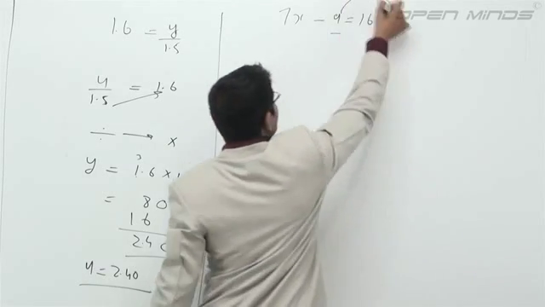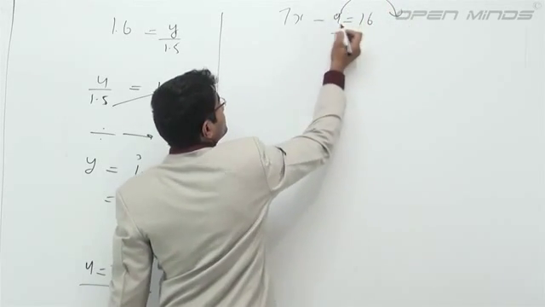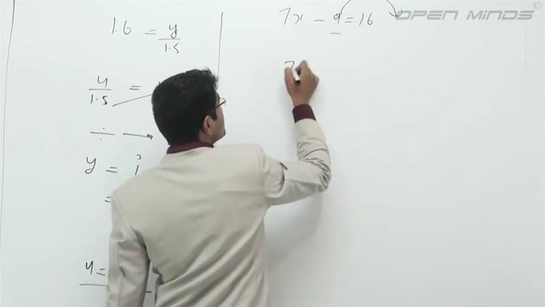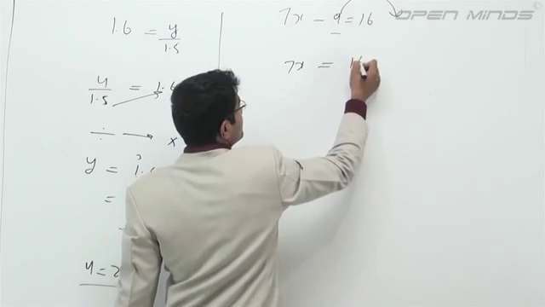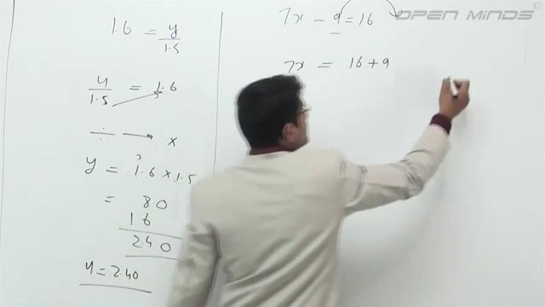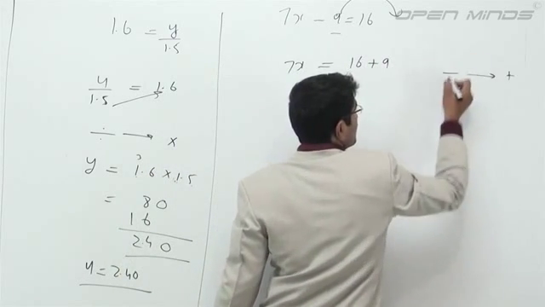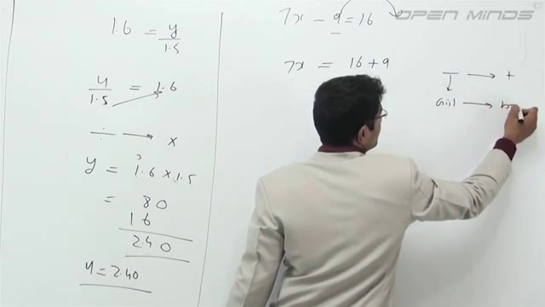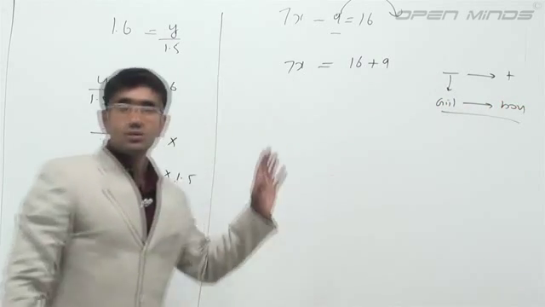Alright, so fine. How can I transport 9? Very simple. This guy is a minus 9. It means a girl 9 goes there as plus 9. So 7x is 16 plus 9. So remember the rule: minus goes there, it becomes plus. I said minus is like a girl, and goes there as a boy. That's all about it. If a boy goes, it becomes a girl.